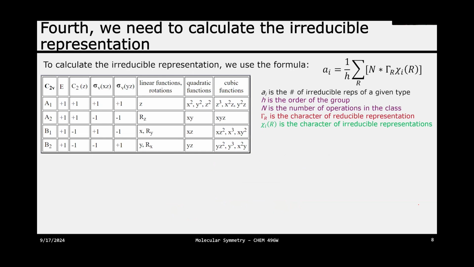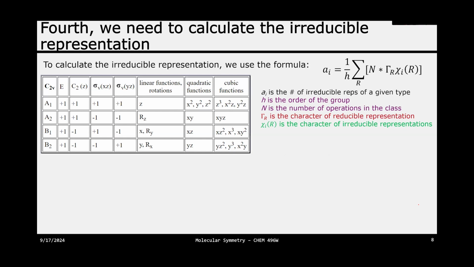So, math. This is a very scary looking formula. I promise it's not that bad. So A is the number of irreducible representations for a given type. We'll get to what that means in a second. H is the order of the group. Do you both know what order means here? You can say no, that's completely okay if you don't. Red, do you know what order means? I'm gonna say no. All good.